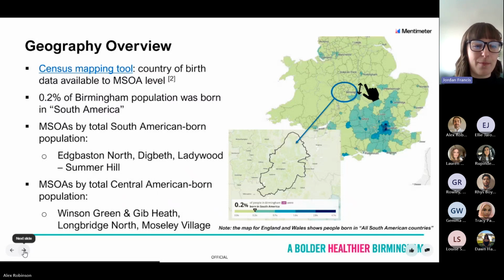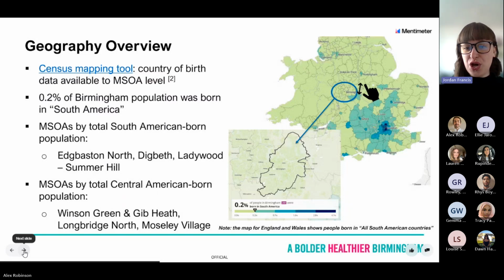And for Central American born populations, we've got Winson Green and Gib Heath, Longbridge North and Moseley Village being the most populated. However, because the population sizes are quite small, it doesn't necessarily mean that there are hundreds of people in each of these MSOAs. It can sometimes be less than 100 that the census has picked up on here.